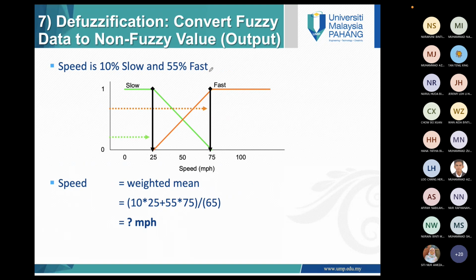10% and 55%. So we calculate: 10 times 25 plus 55 times 75 over 65. This 65 is 10 plus 55, that's why we got 65 here. So if you calculate, you should get, I think, 63.8. You will get the speed in miles per hour.